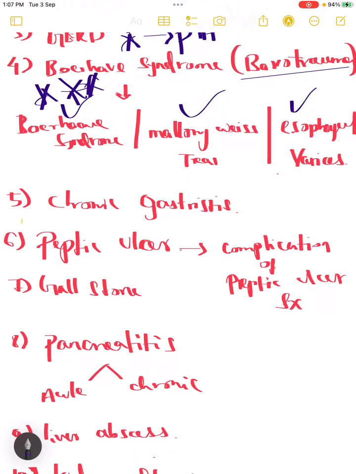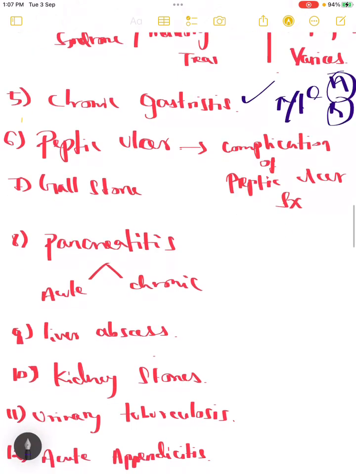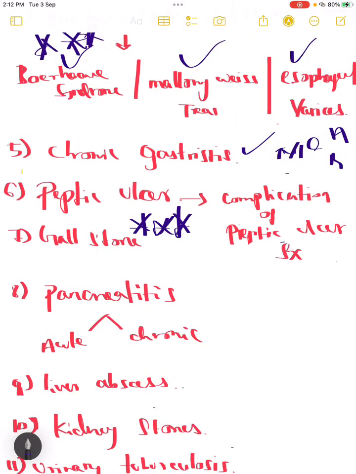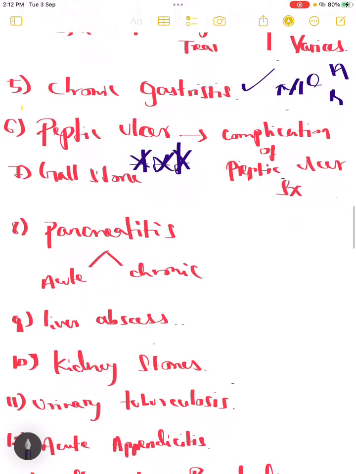Then chronic gastritis, there will be type A and type B. It's a very easy concept from gastritis, so study this also. Then peptic ulcer is something very important. Study the whole thing from the peptic ulcer topic, so don't lose anything from it. This is very important. Then gallstone is very important from adult surgery.